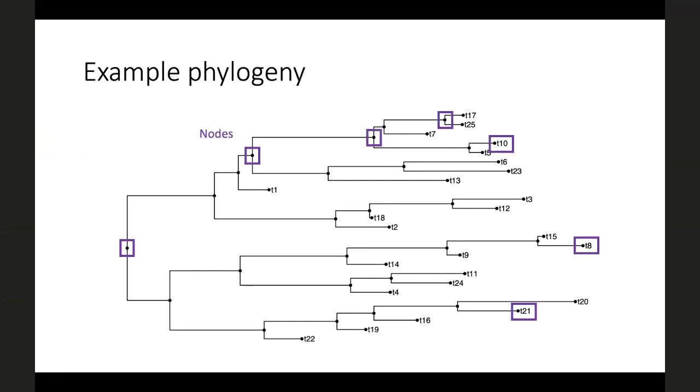The features of it: it has nodes, which are where two branches join, and there are two types of nodes. There are external nodes or tips, which represent the samples in your data set and appear right at the end of branches. And there are internal nodes, which represent the unsampled common ancestors of organisms in your sample. Some, but not all, trees will have a particular internal node called a root node, which represents the common ancestor of every sample you have.